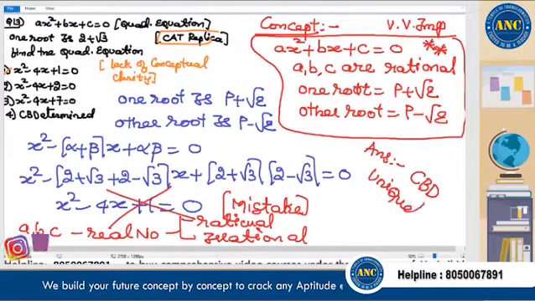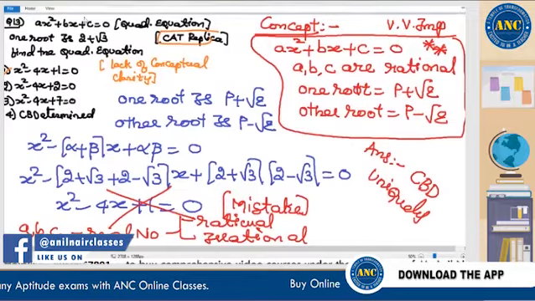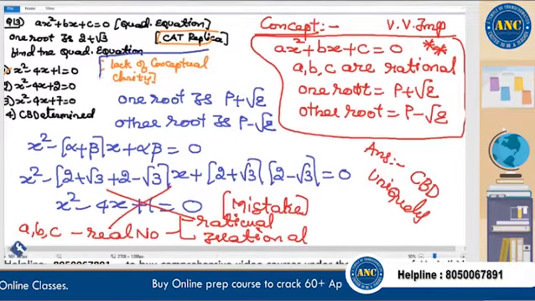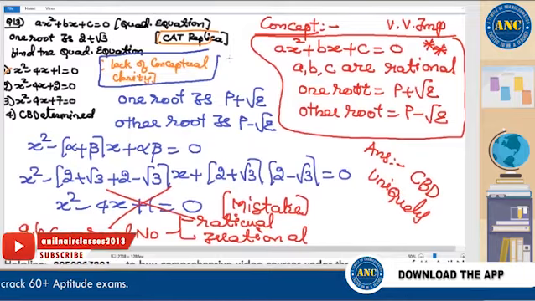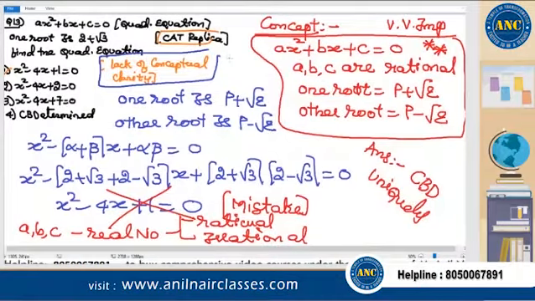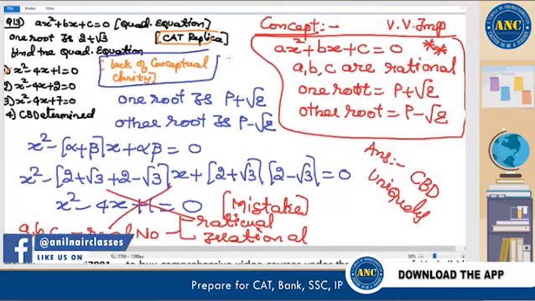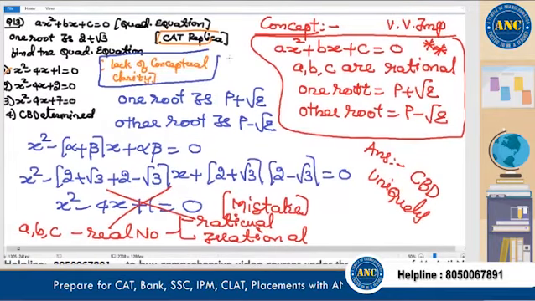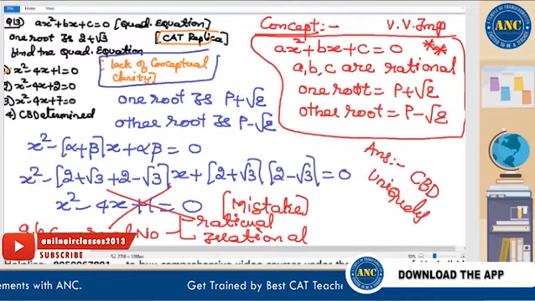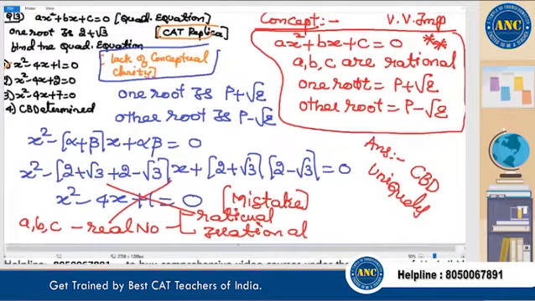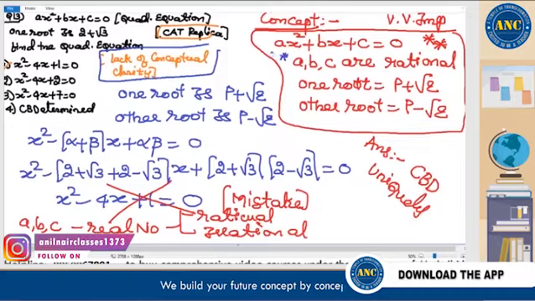Please write down, sir. Very easy question, but because students are not at all good in concepts or they just memorize and got good marks, it is a mistake which you do only because of lack of conceptual clarity. Remember, only if a, b, c are rational, if one root is p plus root q, other root will become p minus root q. It is only possible when a, b, c are rational. Please put a star mark on this.